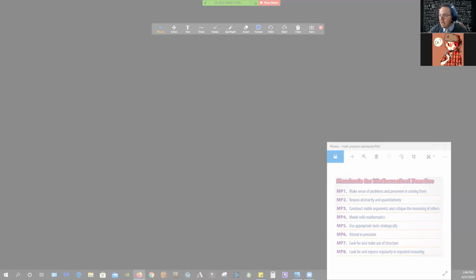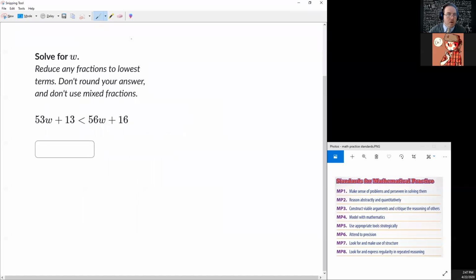It's going to sound the exact same as one we just did. Here it is. Solve for W. Reduce any fractions to the lowest terms. Don't round your answers and don't use mixed fractions. Okay. 53W plus 13 is less than 56W plus 16.